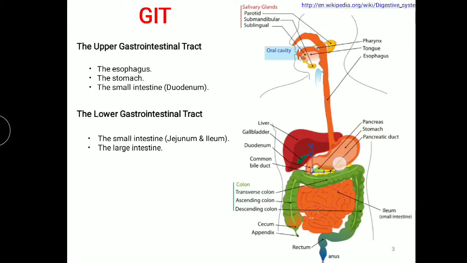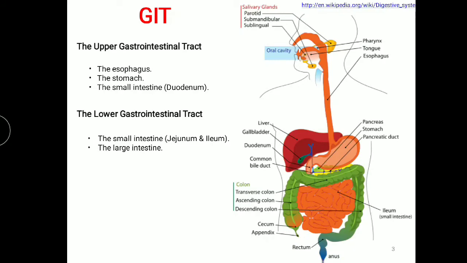Stomach is the muscular sac located on the left side of the upper abdomen. The stomach receives food from the esophagus. As the food reaches the end of the esophagus, it enters the stomach through a muscular wall called the lower esophageal sphincter. Stomach secretes acid and enzymes that digest food.